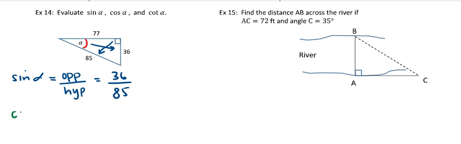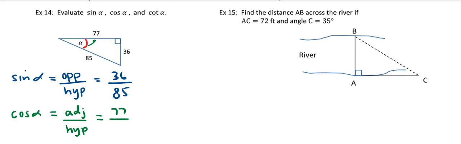Let's take a look at cosine of alpha. According to right triangle relationships, cosine of alpha is adjacent over hypotenuse. So in this case, let's look at the side adjacent to alpha. That would be 77. And the hypotenuse, it's the side across from the right angle, is 85. And again, of course, if you're interested, you can plug this into your calculator to see if there's any reducing that's possible, but there isn't, so we're good to go.